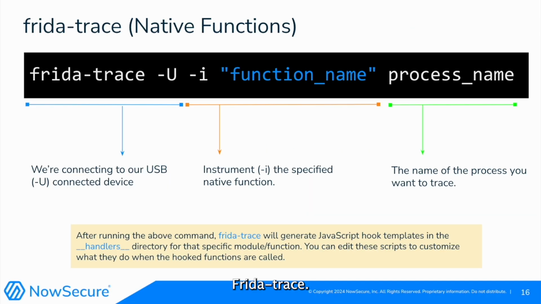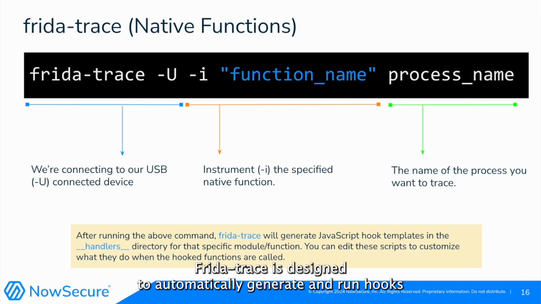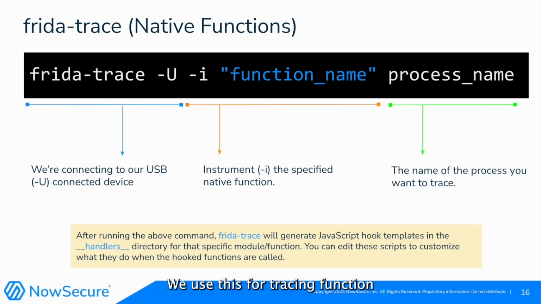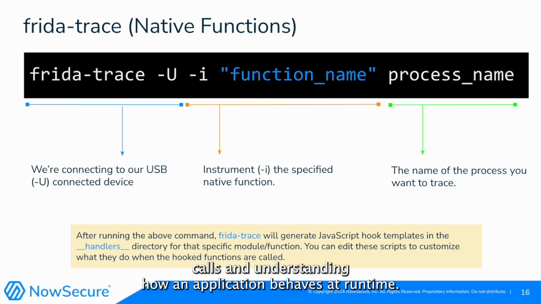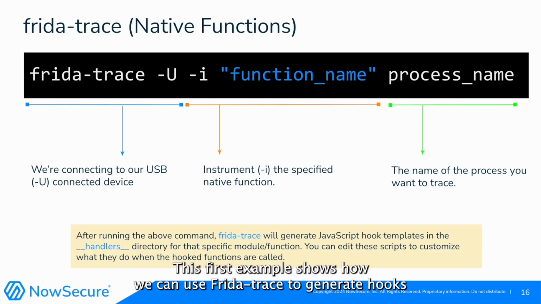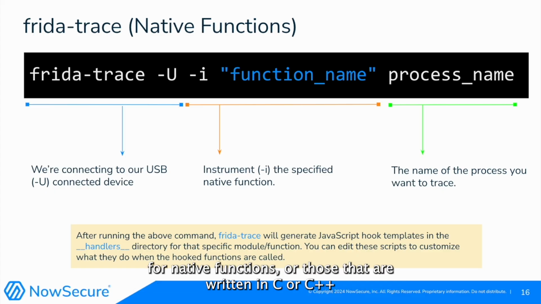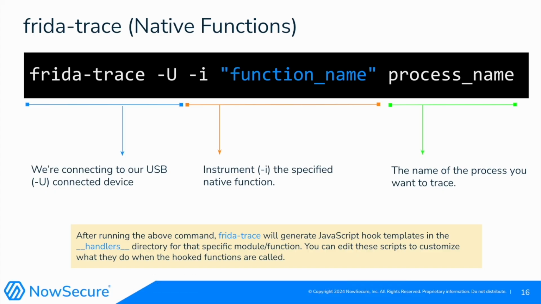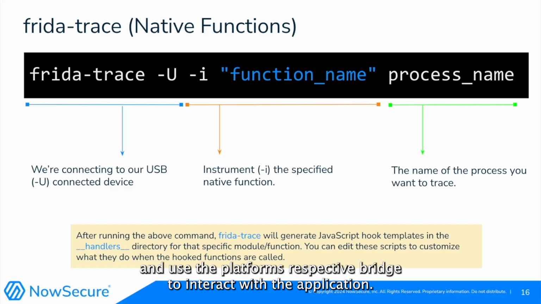Frida Trace. Frida Trace is designed to automatically generate and run hooks on selected functions in a target process. We use this for tracing function calls and understanding how an application behaves at runtime. This first example shows how we can use Frida Trace to generate hooks for native functions, or those that are written in C or C++, and use the platform's respective bridge to interact with the application.